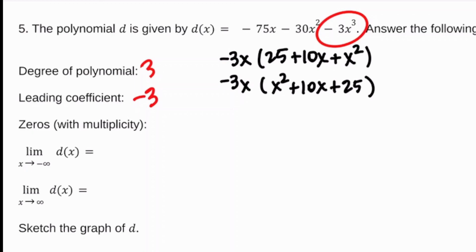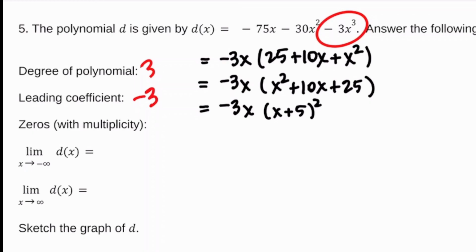So I have it like this, and the thing in parentheses, I can keep factoring that. It's important to remember what we're trying to do here: factor it so that we can find the zeros. So often in this homework we've been trying to distribute it out. It would be a shame if you went and distributed it back and got negative 75x, negative 30x squared, and negative 3x to the 3. We already knew that's what d of x was equal to. So if I factor x squared plus 10x plus 25, looking for two numbers that multiply to 25 while adding to 10, that's going to be 5 and 5. So I could write that as x plus 5 squared.